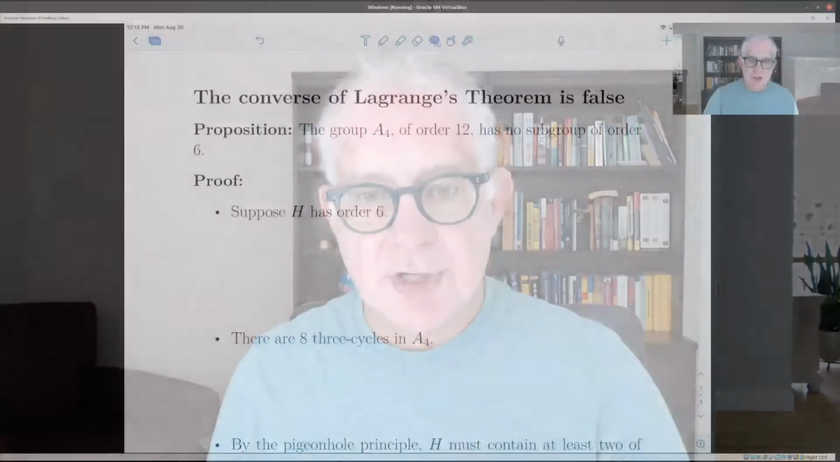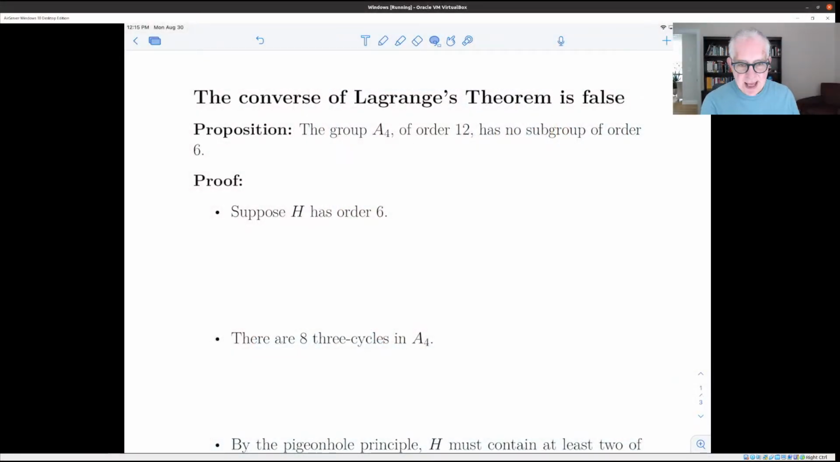Everybody, I just wanted to add a little addendum to our discussion of Lagrange's theorem, and that is a counterexample to the statement that would be the converse of the theorem. In other words, I want to show that just because you have a divisor of the order of a group, it doesn't mean there's a subgroup with that many elements. And the example I want to look at, I've taken from the book, and it's the group A4.